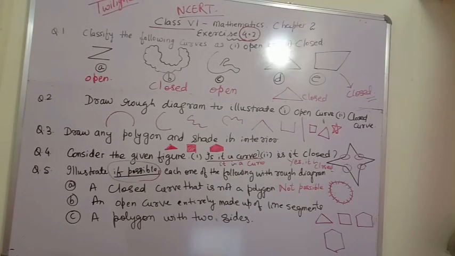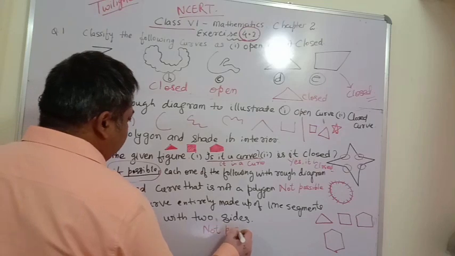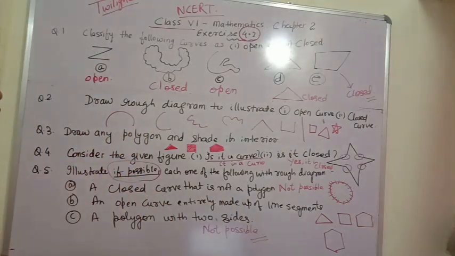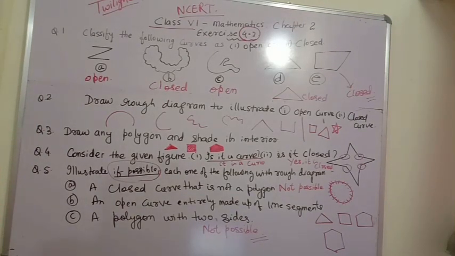A polygon with two sides, it is not possible. A polygon always needs to have a minimum of 3 sides or more than 3 sides. So exercise 4.2 is done.